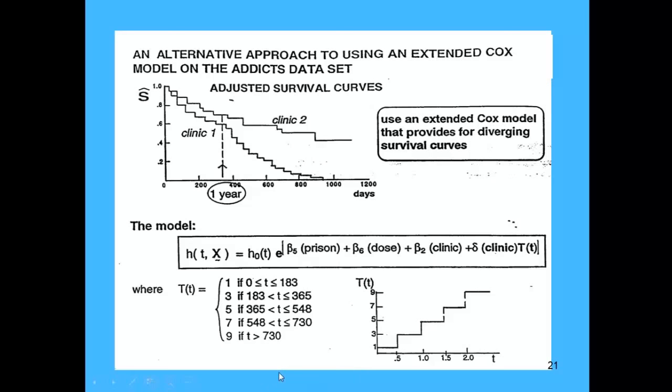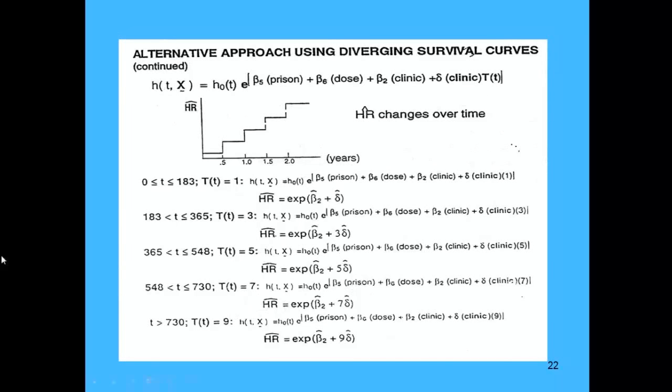See that? Okay. Well, what does this model do that's different from the previous model? What do you think it's doing? Remember how I said that the other model had two hazard functions that were constant before and constant afterwards, but they were the same before and the same afterwards? What does this do? Here it is. When T is between 0 and 183, T of T is 1. So what's the formula for the hazard ratio when T of T is 1? It's e to the what? Beta 2 plus delta times 1. It's e to the beta 2 plus delta.